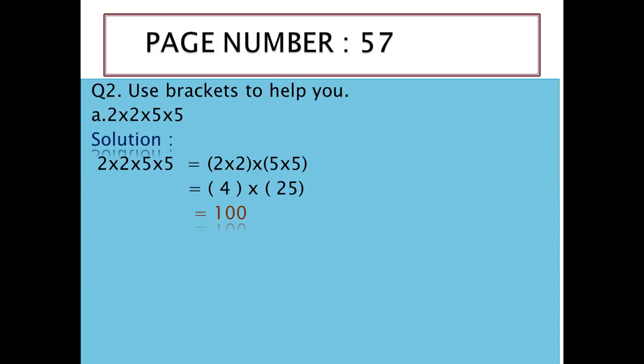In part A, 2 multiplied by 2 multiplied by 5 multiplied by 5. 4 numbers are there. So we make the partners: 2 and 2, and 5 into 5. We enclose 2 and 2 in one bracket, and 5 multiplied by 5 in the other round bracket. 2 2s are 4 and 5 5s are 25. After the multiplication of 25 and 4, we get 100. It means that 2 multiplied by 2 multiplied by 5 multiplied by 5 are the prime factors of 100.